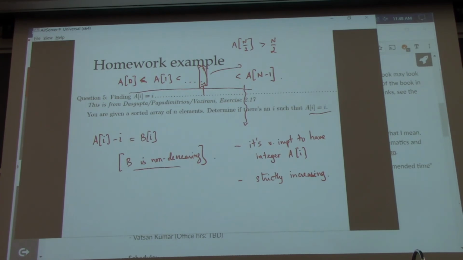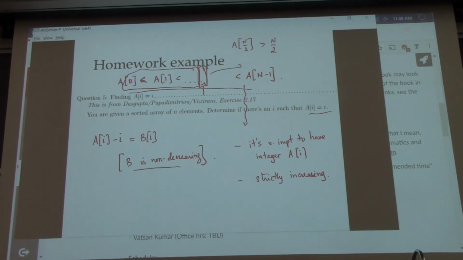So again, you can reduce this to half, and now you can restrict your search to this part. Now you're going to ask, what if a of n over 2 was less? Then it's not so clear, right? If a of n over 2 is less, then nothing on the left can be the answer, because those would all be strictly less. So that's the same argument.